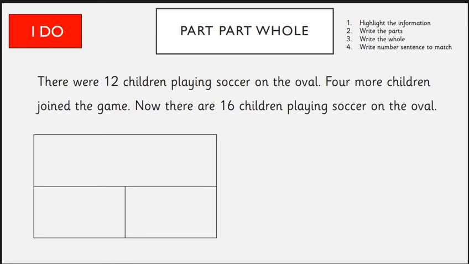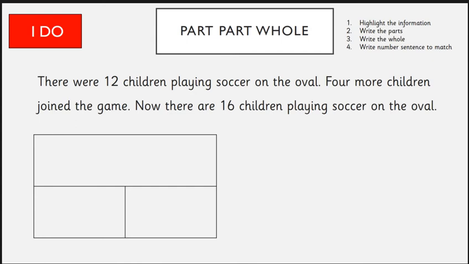The very first thing we need to do when we're looking at using a part whole model and being successful in our lesson is to follow the success criteria. Today you need to highlight the information, write the parts, write the whole, and write the number sentence to match the number story. Let's have a look at our number story and complete the part whole and number sentence to match.